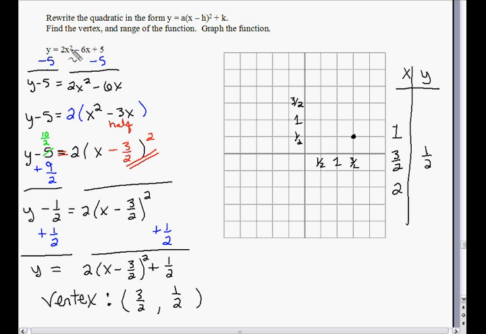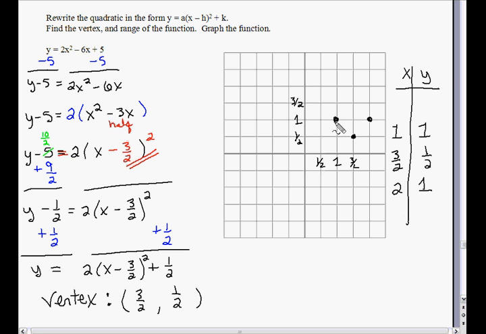2 times 1 squared. 1 squared is 1, times 2 is still 2. Minus 6 is negative 4, plus 5 is positive 1. So now we're at the point 1, 1. And our next point would be 2, 1. And you can put that back into the equation and double check it if you'd like.